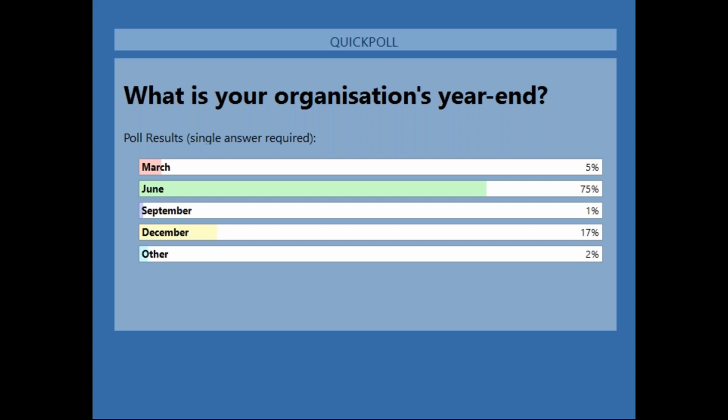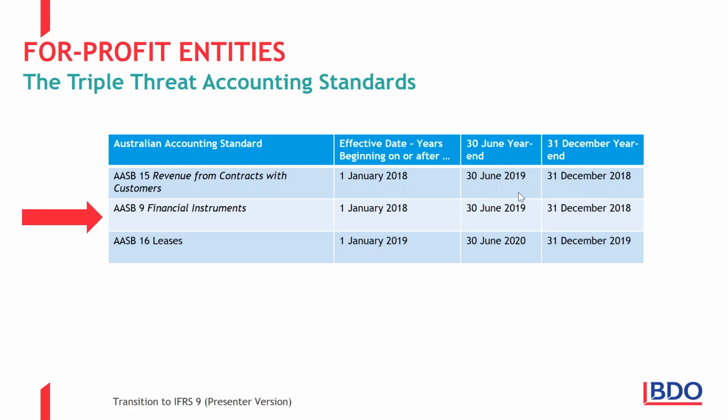And there you'll see, yes, 75% of our attendees have a June year end. March, a small percentage, maybe those based in New Zealand. September, very low. And then December, quite a bit as well. So let's hide that and go back. So you can see AASB 9, if you've got a 30 June year end, 30 June 2018, you don't have to mandatorily adopt AASB 9. You can early adopt it. But what you do have to do for 30 June 2018 is disclose the impact or the expected impact of AASB 9 on your organization.